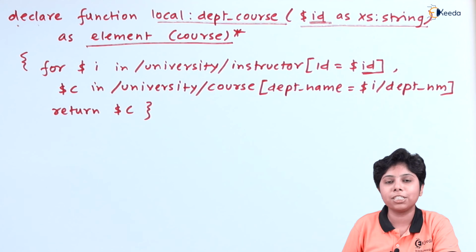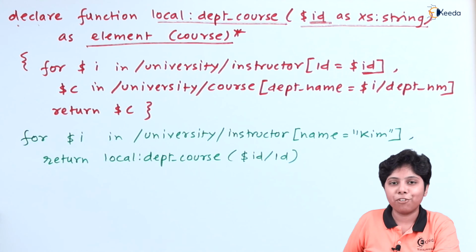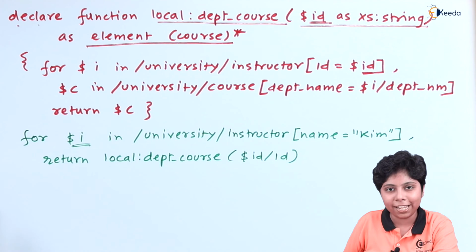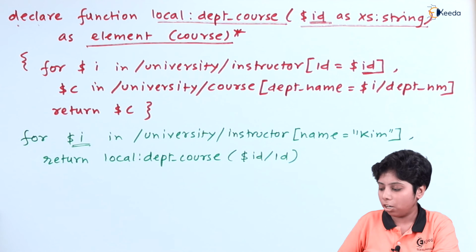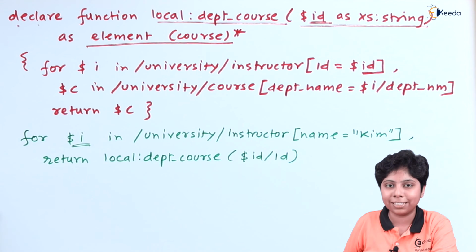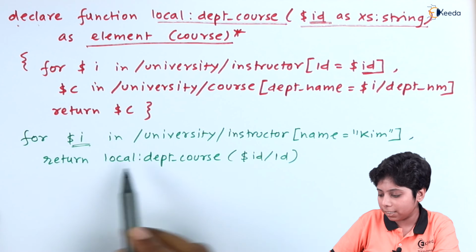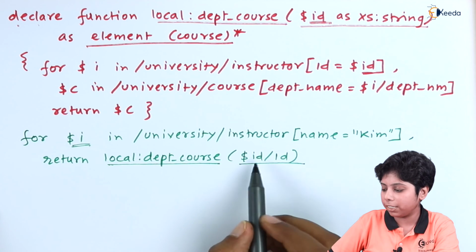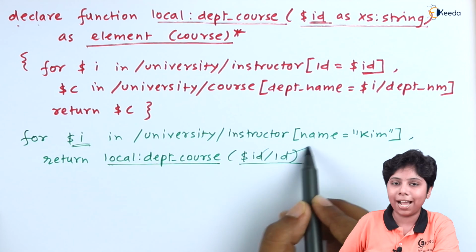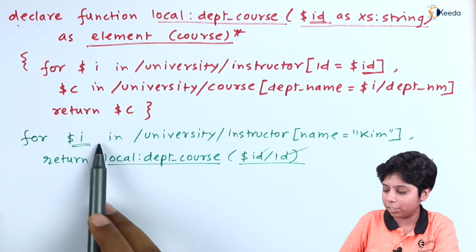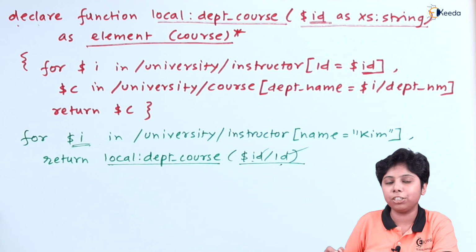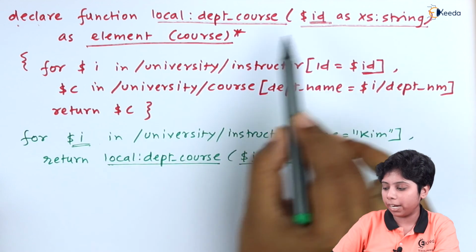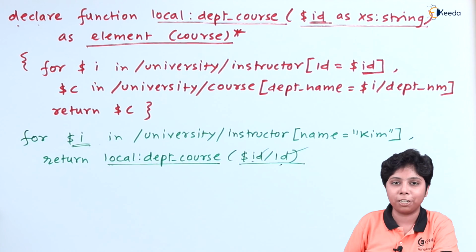Now how do we invoke this function inside a query? First we are fetching the name Kim, whose instructor tuple we put in $i, and selecting the tuple over the predicate that the instructor is Kim. Now I am calling the function just by its name followed by the arguments, where we take the ID from the ID of Kim. That is, $i is first selected, and I am selecting the ID field of $i to use the ID, and use the ID to get the courses that the instructor teaches in the department.